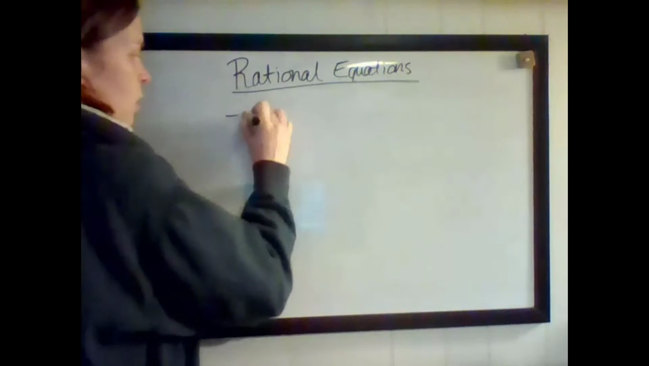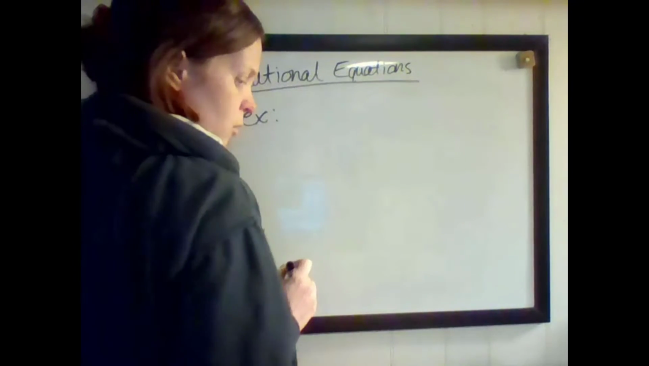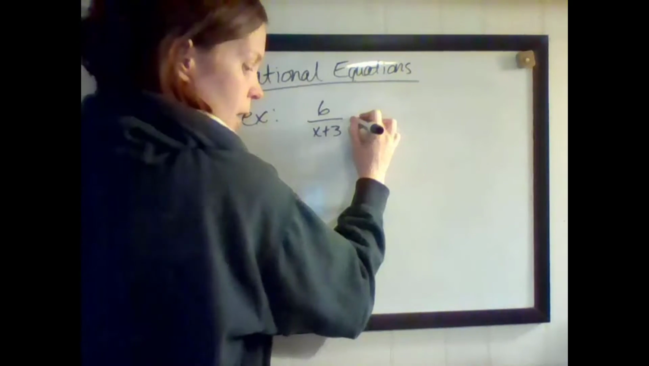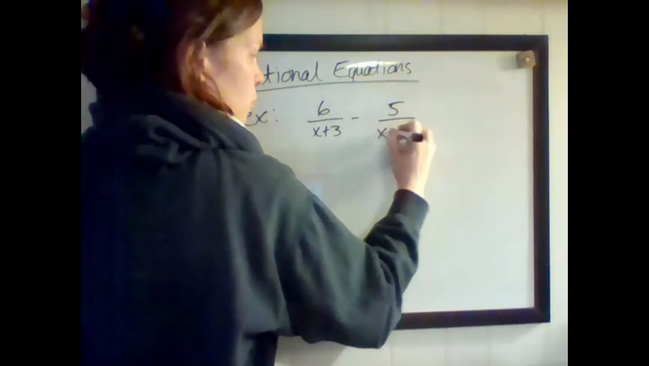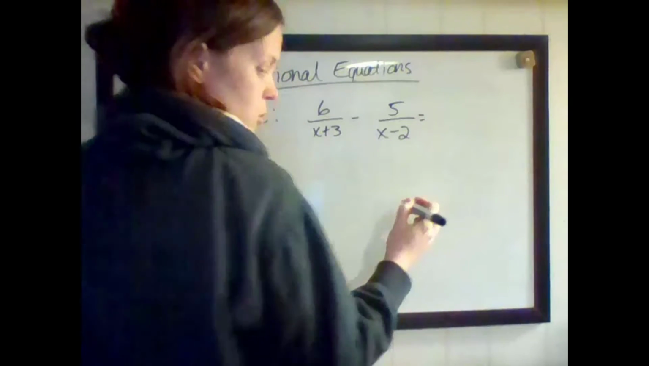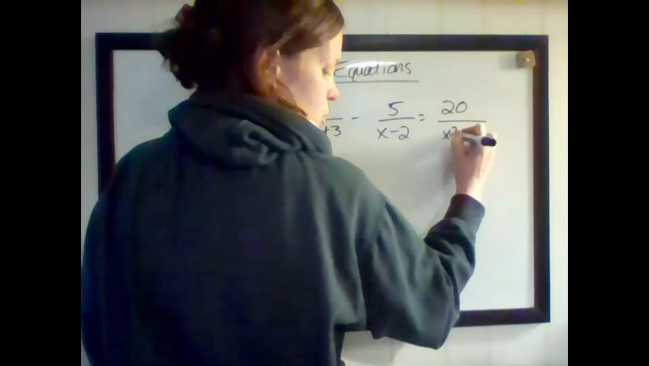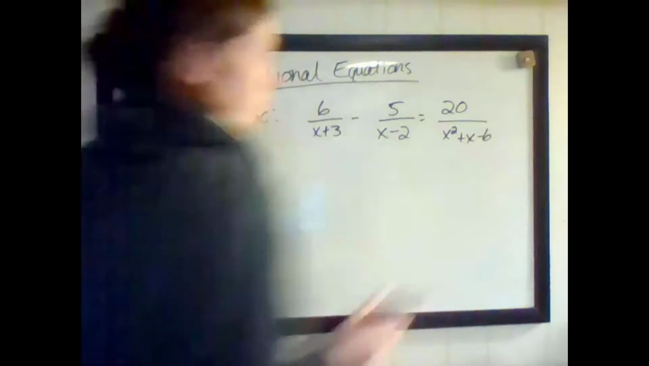Okay, let's do another one. Okay, so 6 over x plus 3 minus 5 over x minus 2 equals 20 over x squared plus x minus 6.